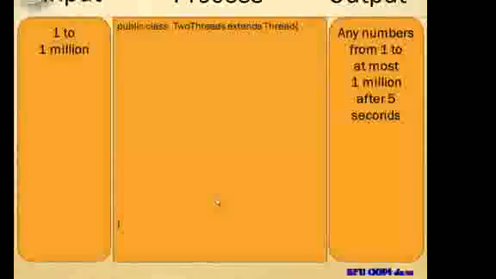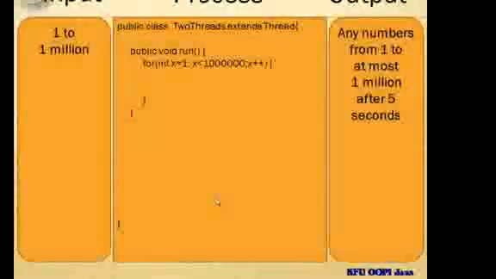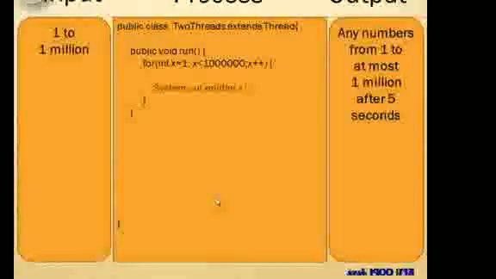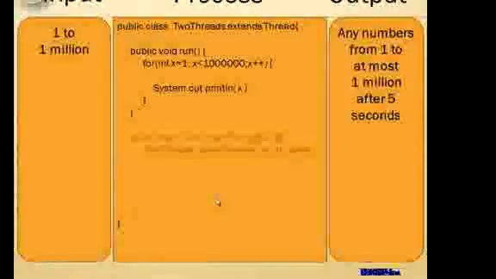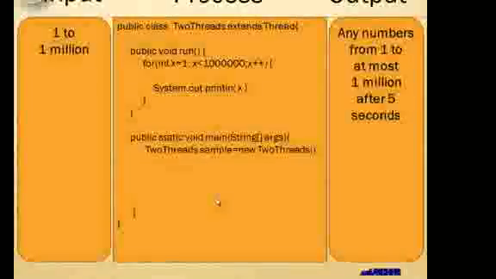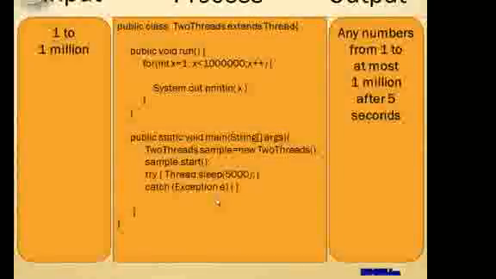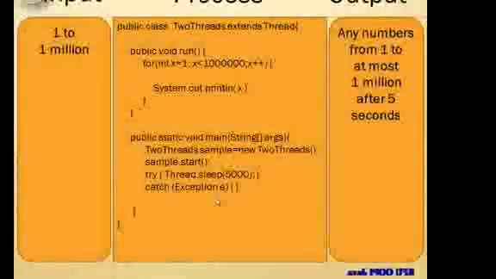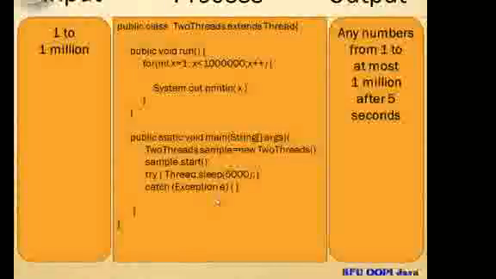So our class toThreads will extend the Thread class. We will override the run method by creating a loop from 1 to 1 million and we will print every value. We will then instantiate toThreads and start it. Using try-catch, we will command the parent class thread to sleep for 5 seconds. Its equivalent is 5,000 milliseconds.